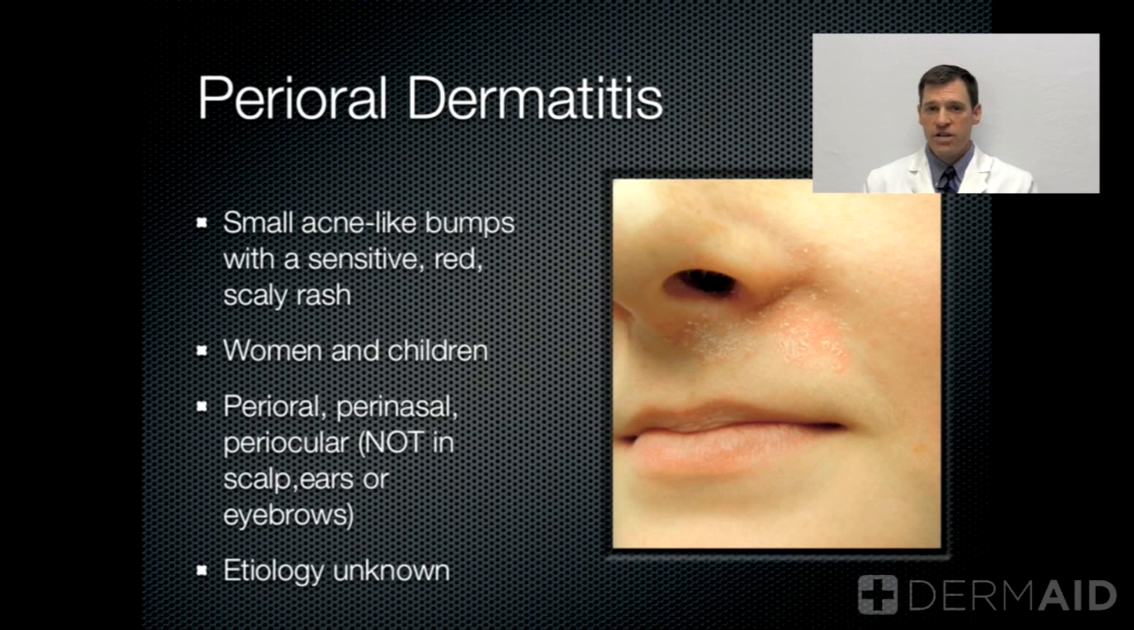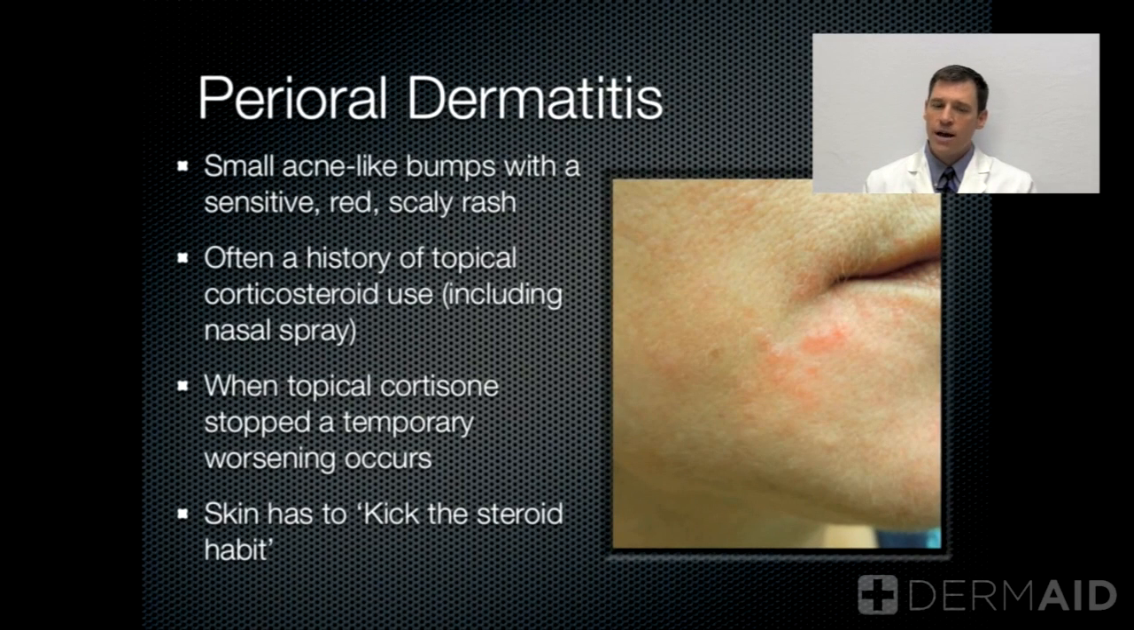So if you have a patient that has a red scaly rash around the nose, but has scalp involvement or ear involvement or eyebrow involvement, this probably isn't perioral dermatitis. It may be another condition called seborrheic dermatitis. The etiology is unknown. We're not sure why this happens, but it's probably hormonal in nature.